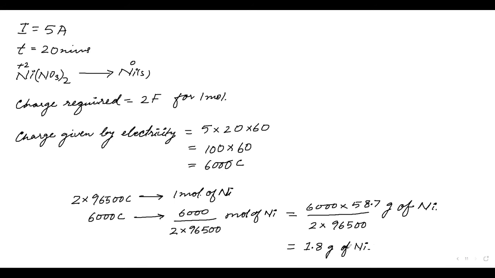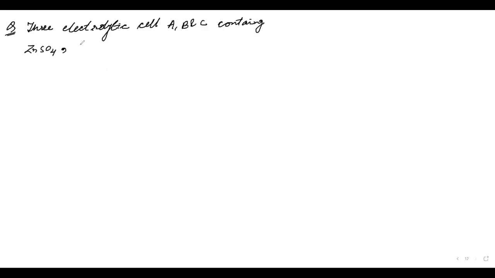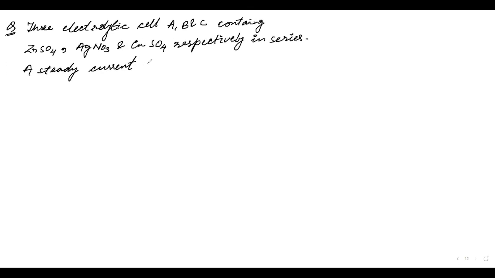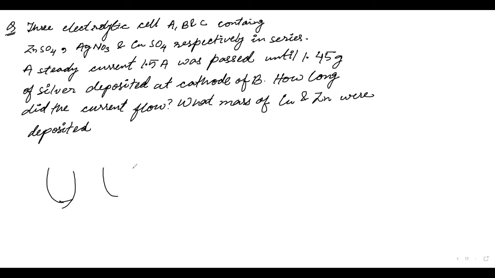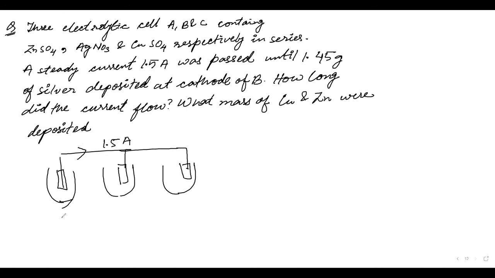So we have come to the last question in this series on electrolysis and the electrolytic cell. This is a very important question. We have 3 electrolytic cells: this is one cell, another cell, yet another cell. Electricity of 1.5 amperes is passing in all of them. This is A, this is B, this is C.